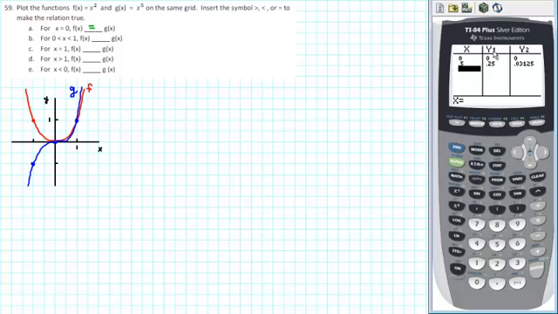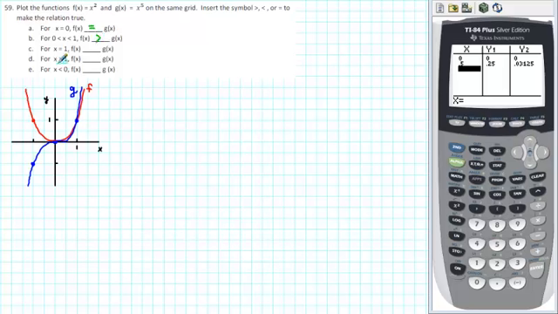Remember that y1 corresponds with f and y2 corresponds with g. Well, 0.25 is bigger than 0.03125, so that tells us that f of x is bigger than g of x. When we look between 0 and 1 along the x-axis, we notice that the graph of f, which is in red, is above the graph of g, which is in blue.